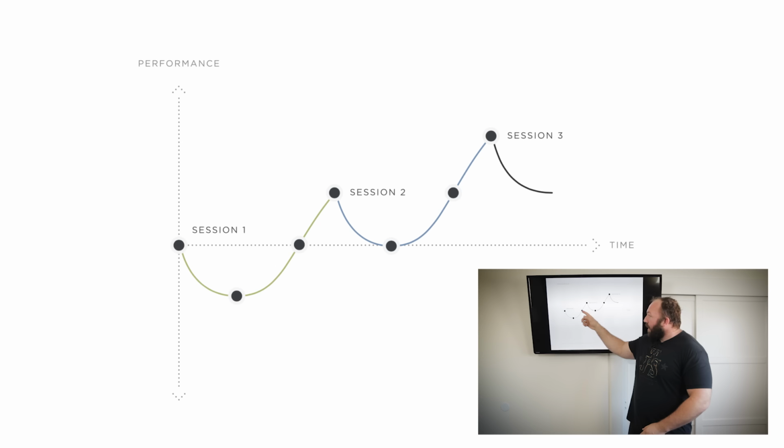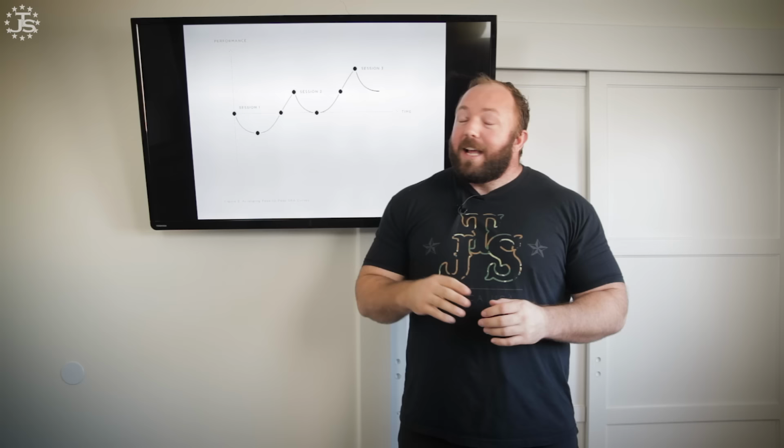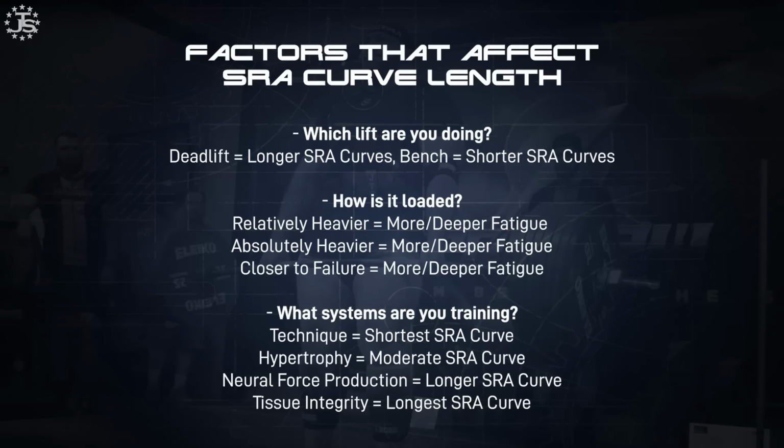Stimulus, fatigue, recovery, adaptation. Because different lifts and different physical qualities have different length SRA curves, it's not quite so cut and dry to line them all up like this. So we have to understand the factors that affect SRA curve length. First off, the lift that you're doing.